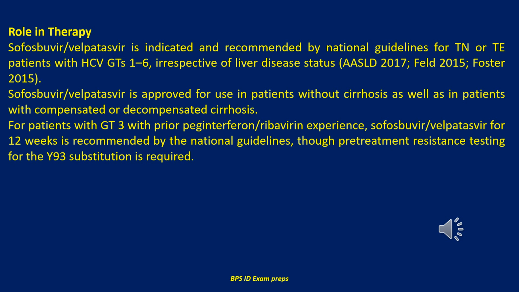Sofosbuvir plus velpatasvir is approved for use in patients without cirrhosis as well as in patients with compensated or decompensated cirrhosis. For patients with genotype 3 with prior peginterferon plus ribavirin experience, sofosbuvir plus velpatasvir for 12 weeks is recommended by the national guidelines, though pre-treatment resistance testing for the Y93 substitution is required.